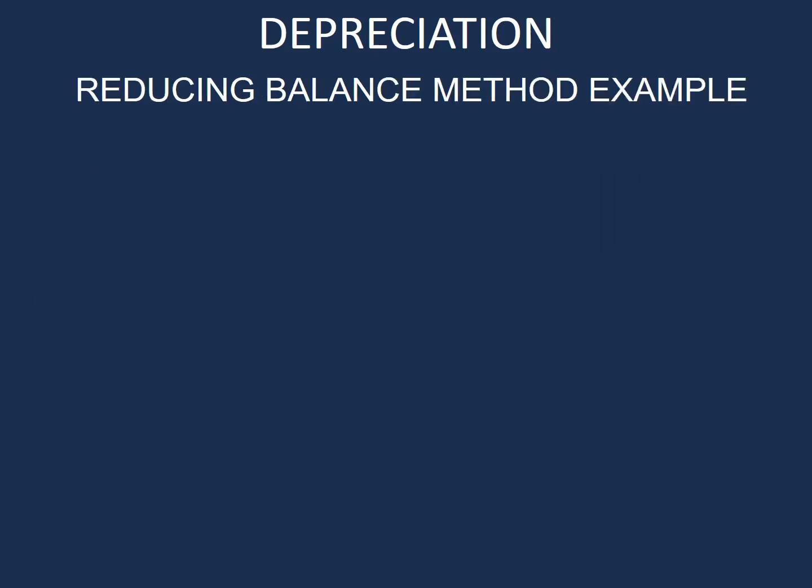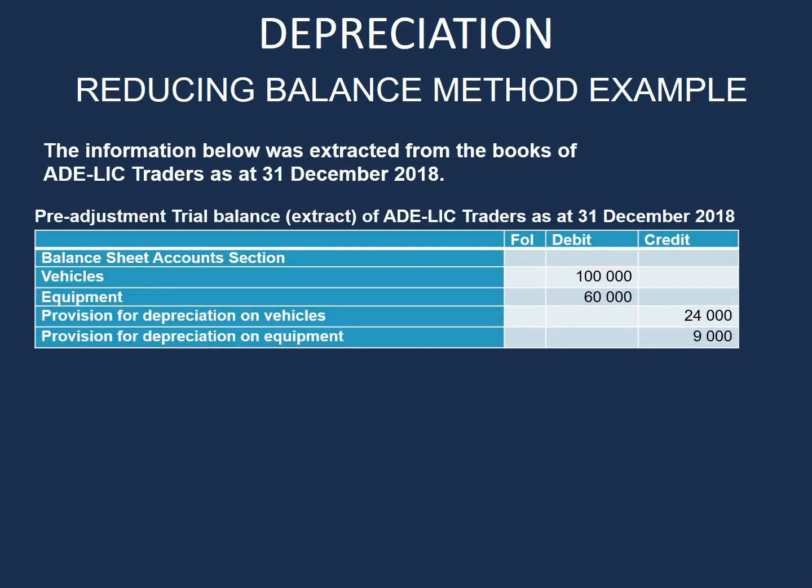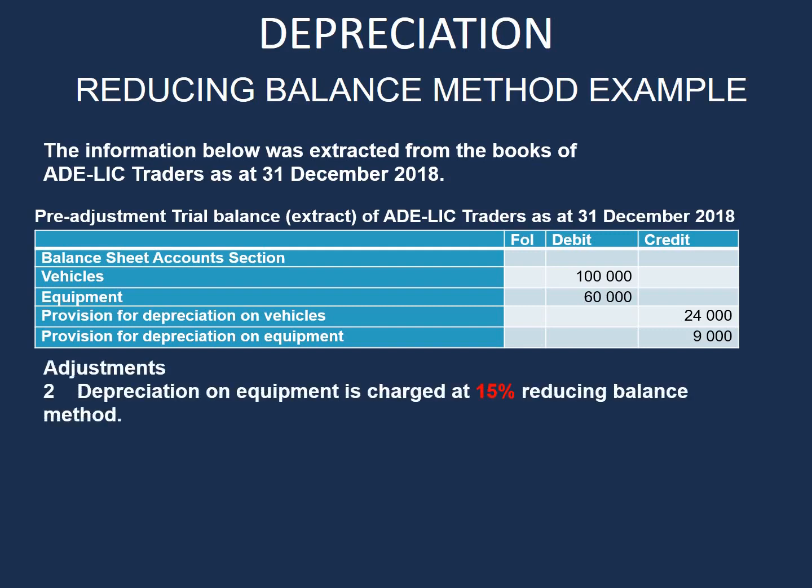Now, if we had to look at an example, again we have our trial balance, but in this extract, the provision for depreciation on vehicles is 24,000 and the provision for depreciation on equipment is 9,000. Cost price of vehicles is 100,000 and the cost price of equipment is 60,000. So now our adjustment reads as follows. Depreciation on equipment is charged at 15% reducing balance method.